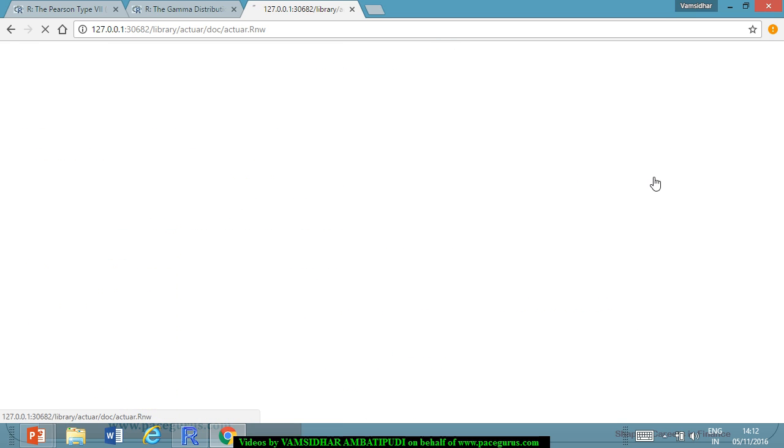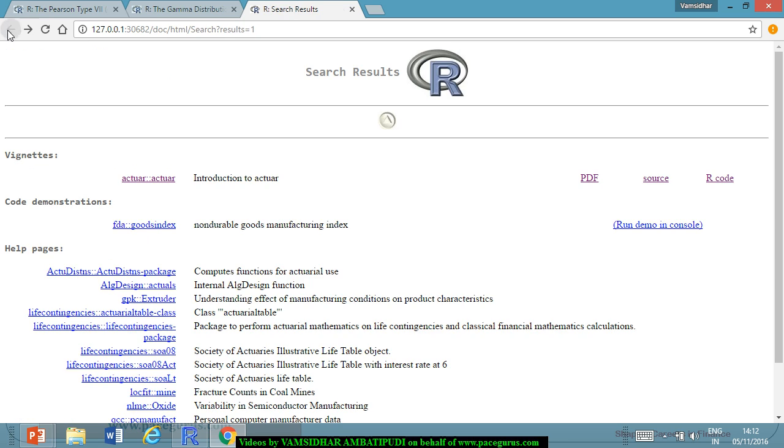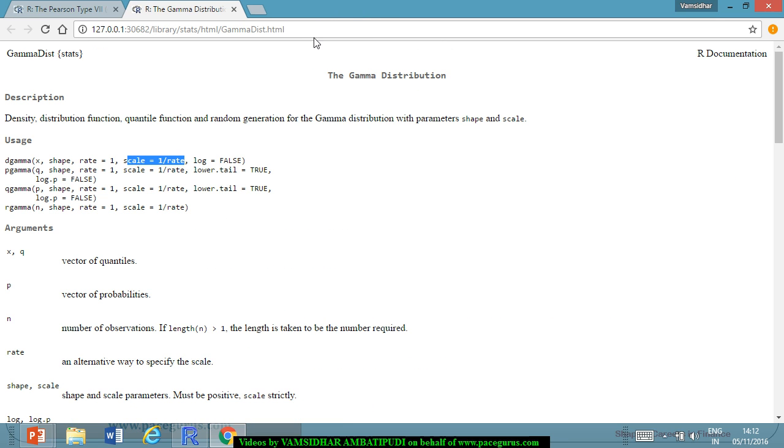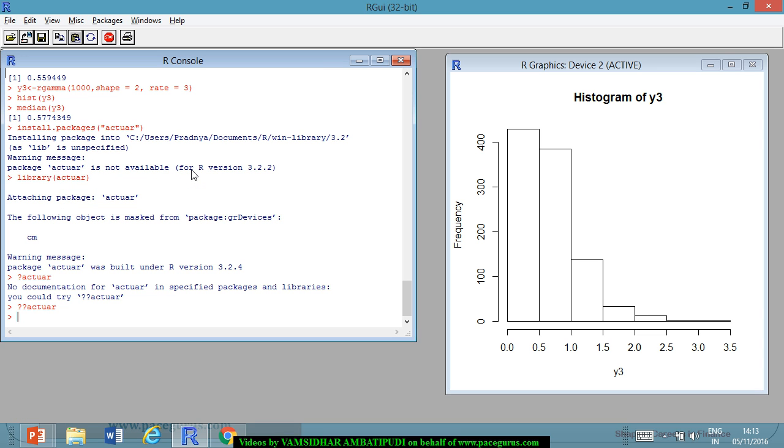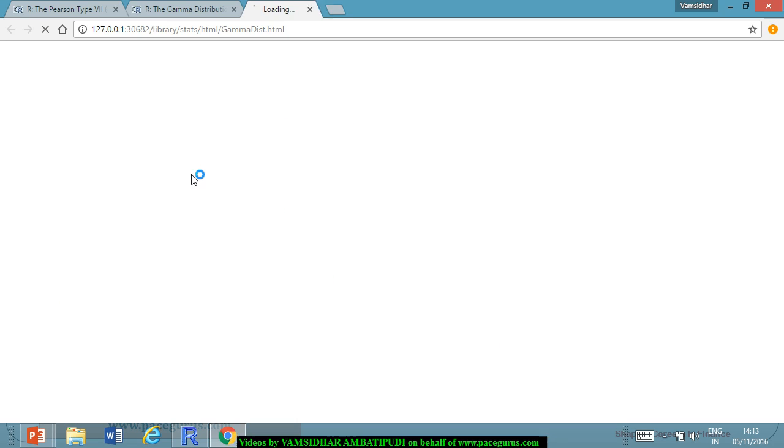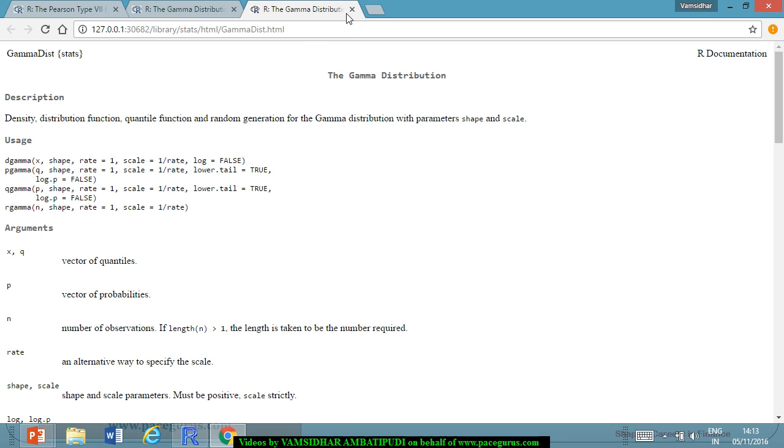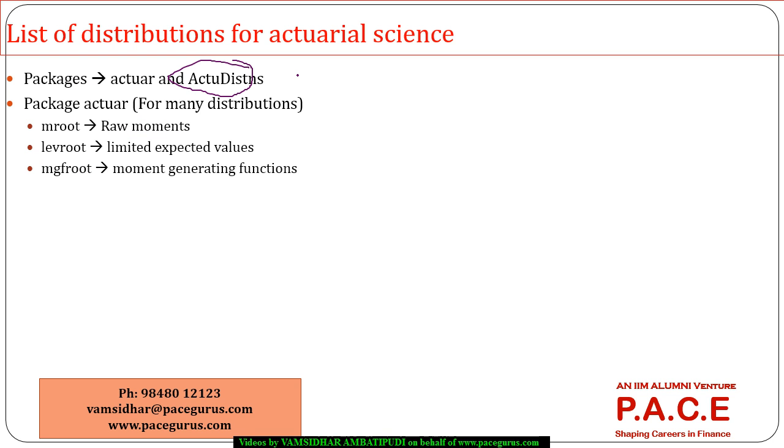Okay, let me just look at this. Let's take one function directly. Let's take d gamma, which is there in the stats package itself, not the Actuar package. The best thing is to take up these extra functions. I'll get the moments if I have the Actuar package.